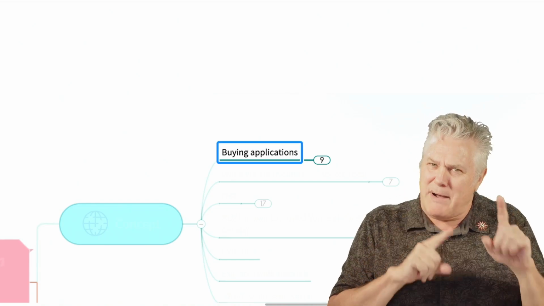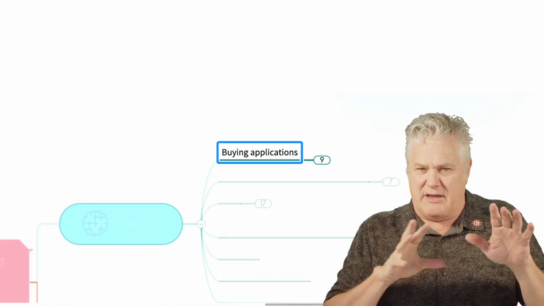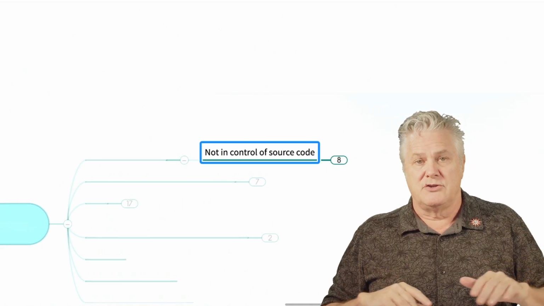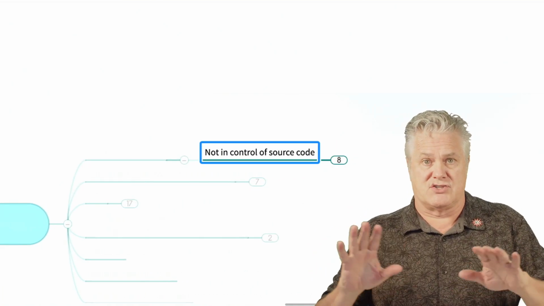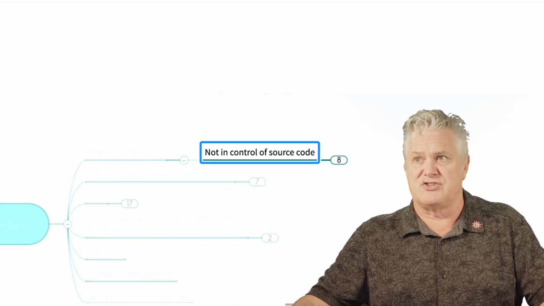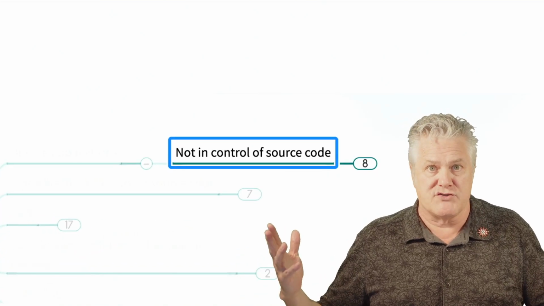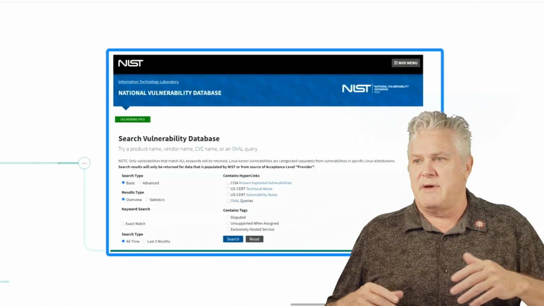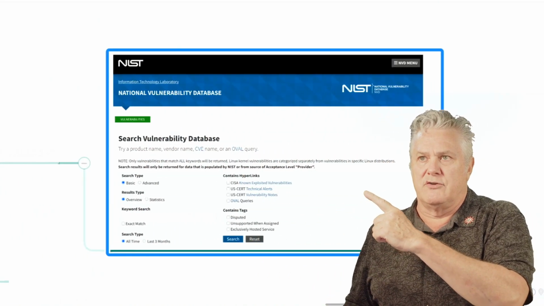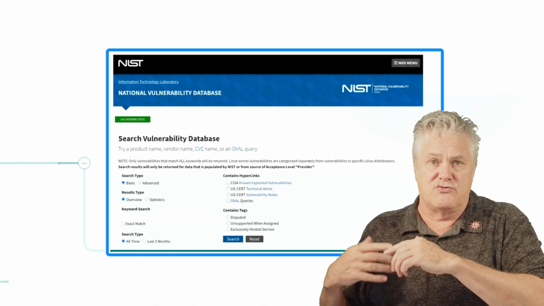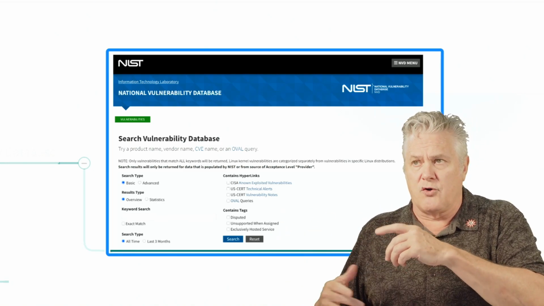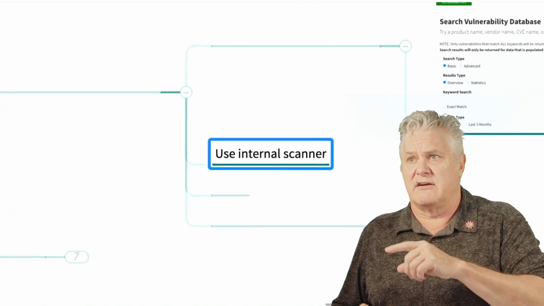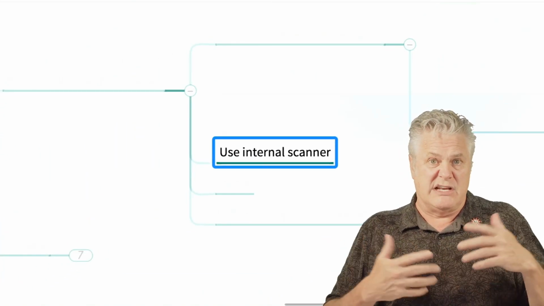Now, if you're buying applications versus building applications, and we have to make that distinction here, if you're buying applications, you're not in control of the source code. That's all there is to it at that moment in time. You're not in control of the source code. So what do you do? Well, you search the vulnerabilities database and you go into the National Vulnerabilities Database, and you can get to that through CVE.org or the old way, and you search for the vulnerabilities inside of there. And then you also use an internal scanner.